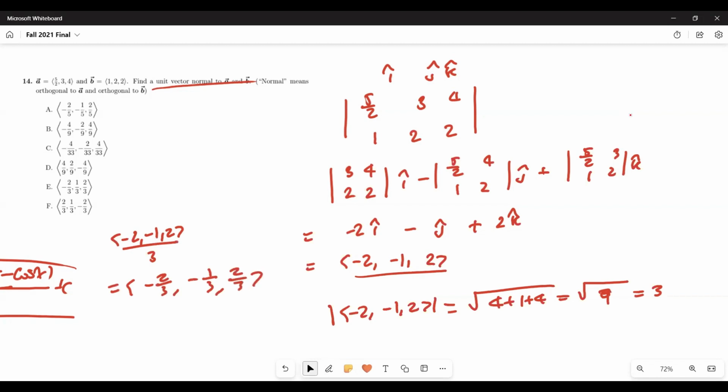Let's see. So it's not going to be A, B, C, D. E is looking similar, but it's missing the negative sign, so this is not right. But this is the same as negative 2 over 3, negative 1 over 3, 2 over 3, right? So this is the similar format as F. So the answer for this question is F.